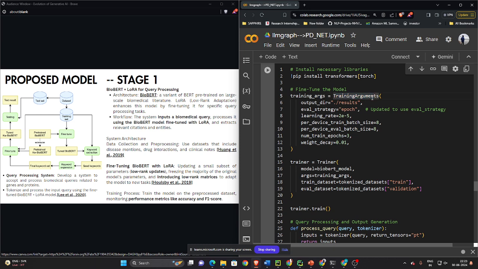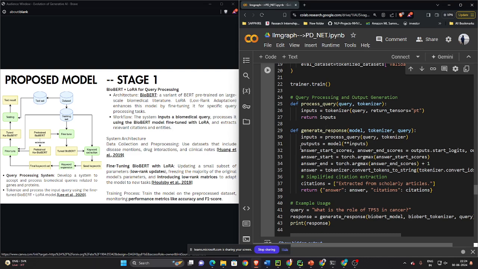Here we use training arguments, pre-training BioBert and then adding the LoRa layer. If you can see, we use the BioBert model, training dataset, validation dataset, and we have very specific parameters as well that I'll show you in stage 2 of this proposed model. What hyperparameters will I be using to build every single step? What will be the learning rate, the batch size, the number of epochs, the per device training batch, and even the weight decay. I'll be showing everything of this. Once that's done, it just generates responses.